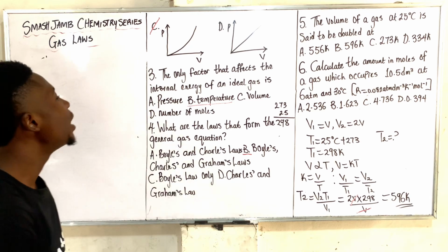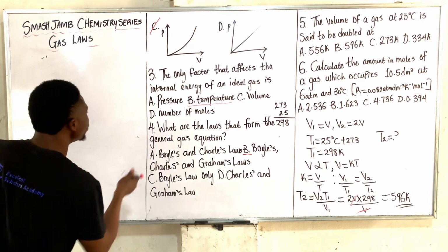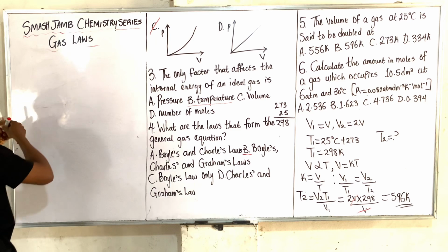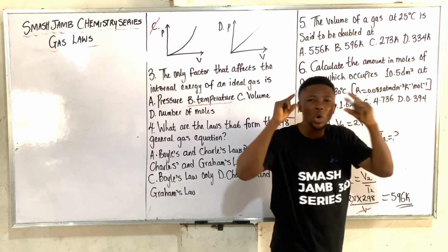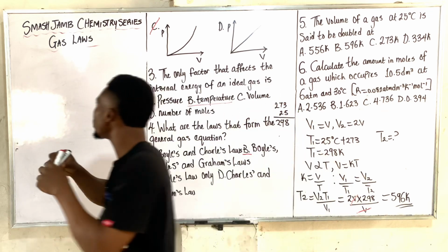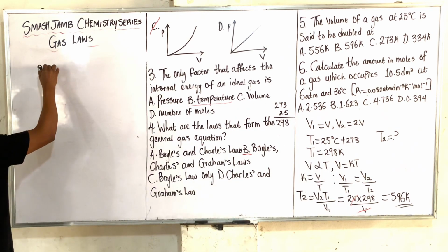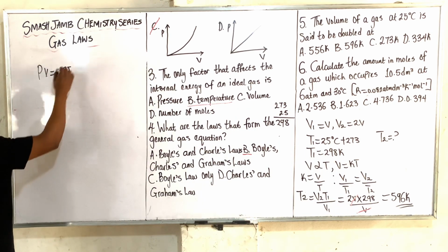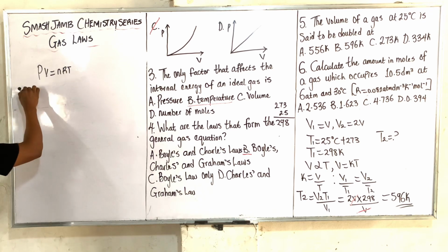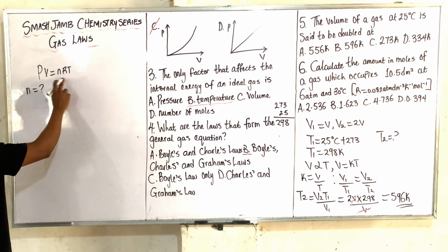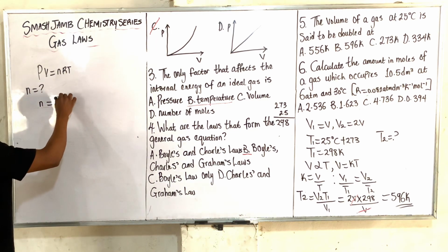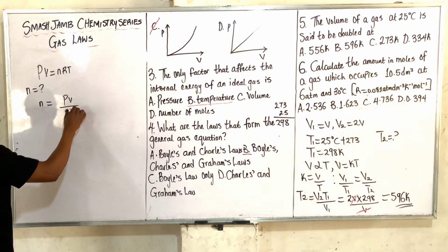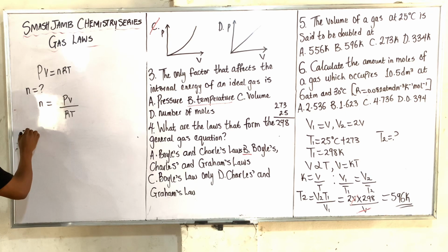It says to calculate the amount in moles. Seeing this question and this constant, your mind should take you to the general gas equation, which is PV is equal to nRT. We're actually looking for the number of moles, and if you make the number of moles the subject of the formula, it is simply equal to PV over RT.